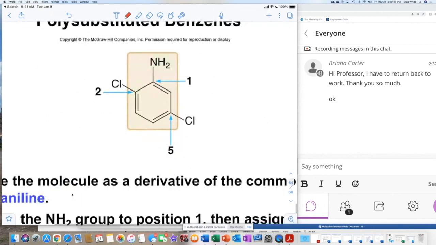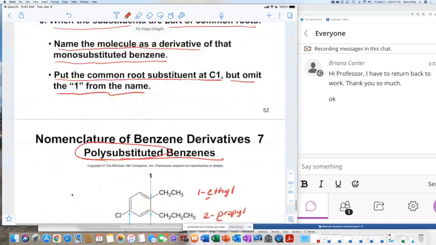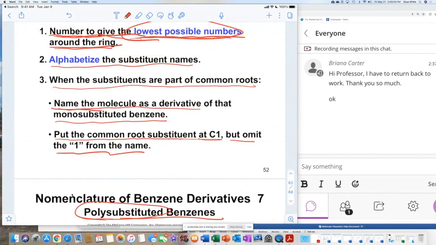What about this one here? In this case, you can't just pick and choose where you want to number. They said it right here that if you have one of those common substituent molecules, if you have toluene, phenol, or aniline, the benzene ring that had those special side groups, then you have to put a 1 to that common substituent. That has to be your carbon 1, but don't use 1 in the name.